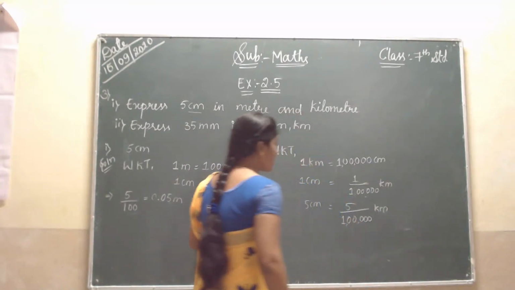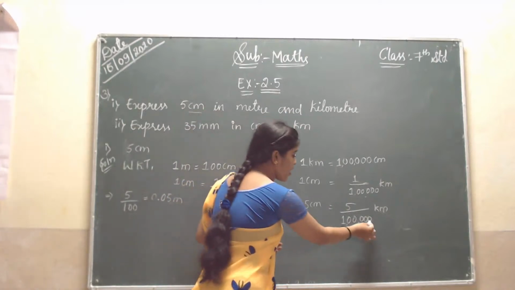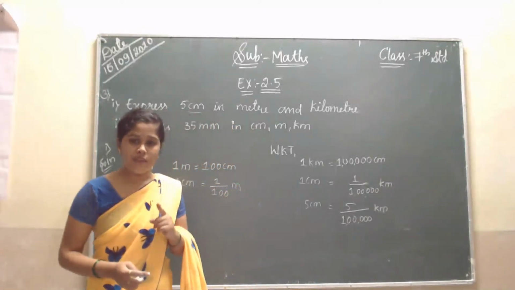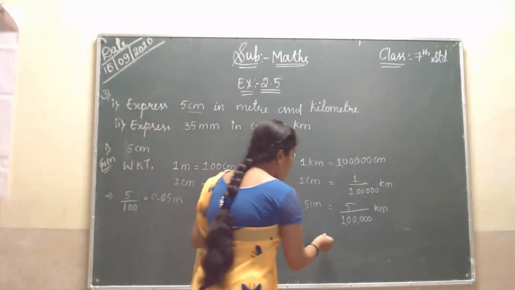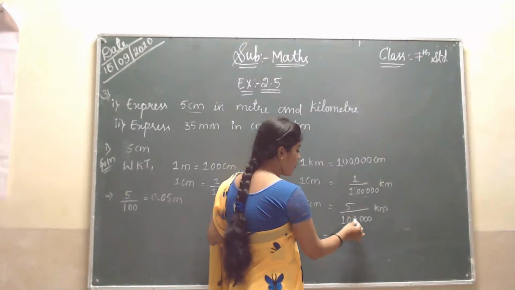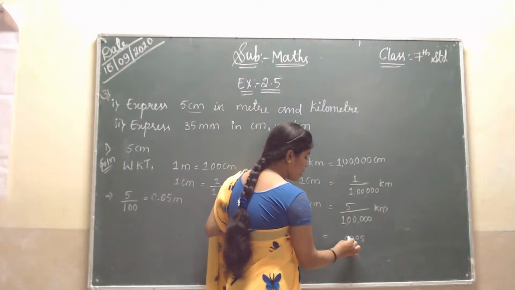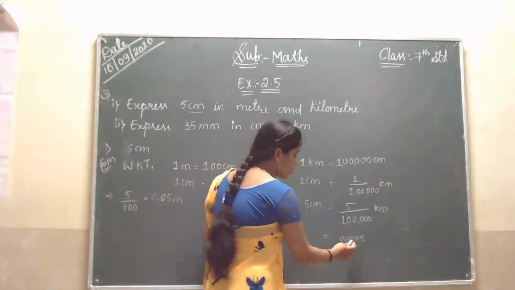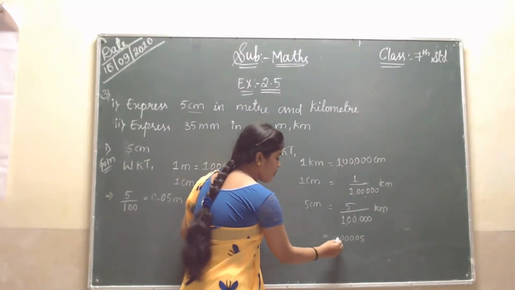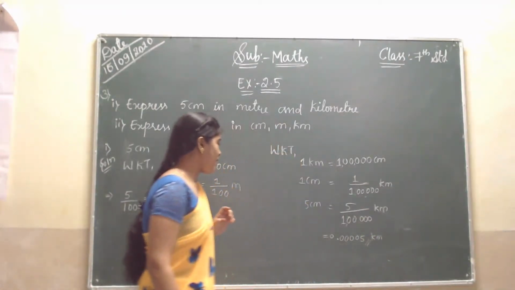So here in denominator, how many zeros are there? There are 5 zeros: 1, 10, 100, 1000, 10,000, lakh. In numerator, only 1 digit number, that is 5. After 5, there are 5 zeros. So after 5 numbers, take point. So this is your answer. Understood?